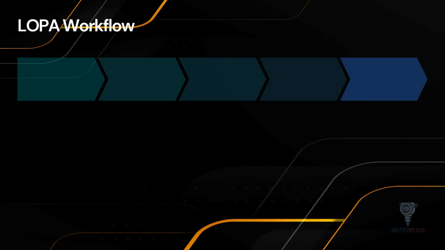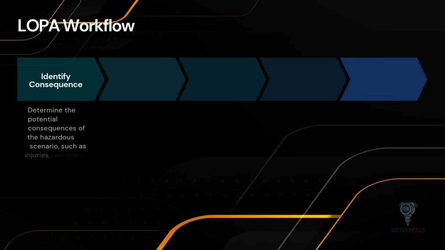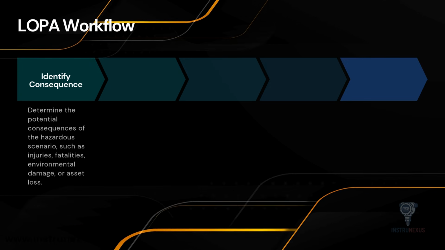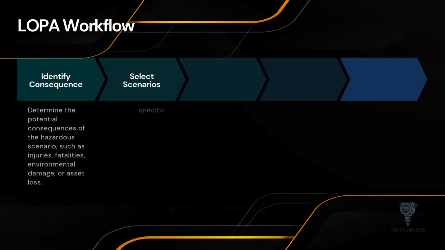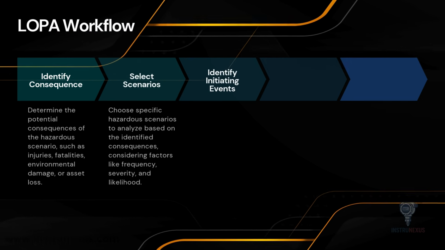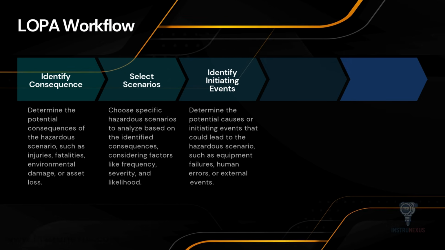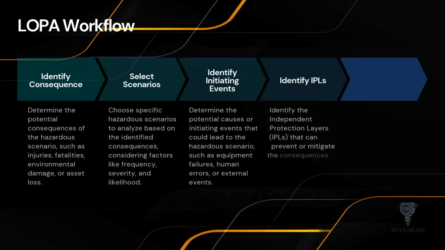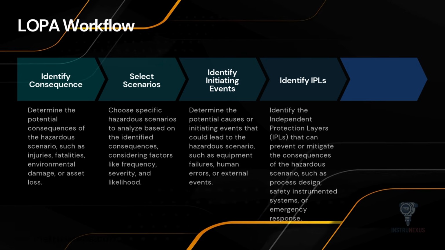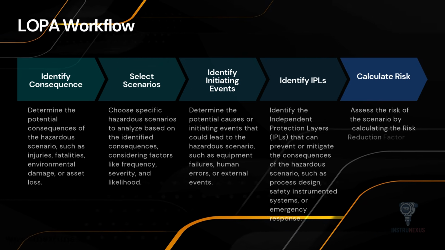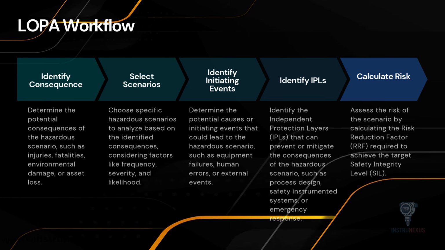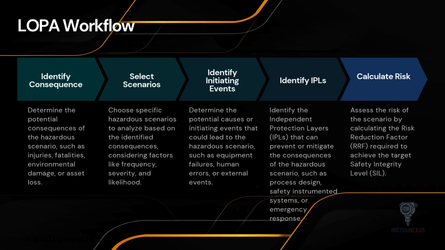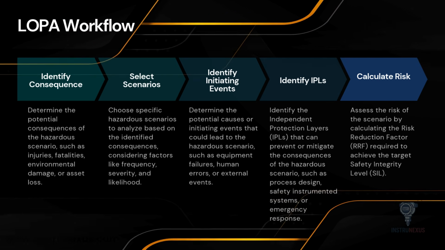It is a linear process. Identify the consequence. What is the worst credible outcome? Fatality? Asset loss? Select the scenario. We assume the worst-case initiating event happens. Identify the initiating event. What causes the problem? A pump failure? A control loop error? Identify IPLs. What independent layers stand in the way of the disaster? Calculate risk. We do the math to see the unmitigated frequency. Determine the gap. Finally, we calculate the necessary risk reduction factor to hit our target safety level.